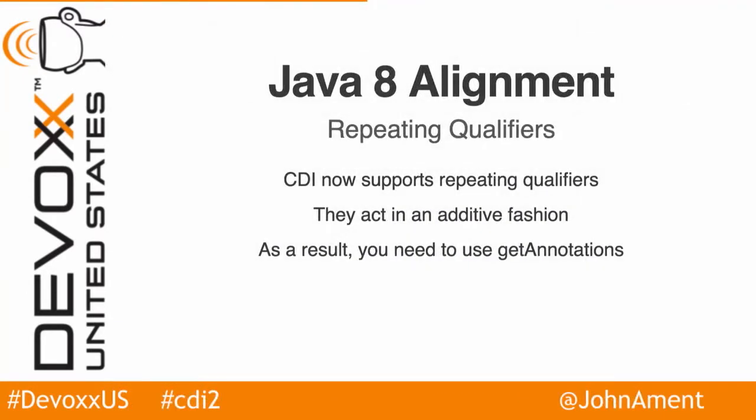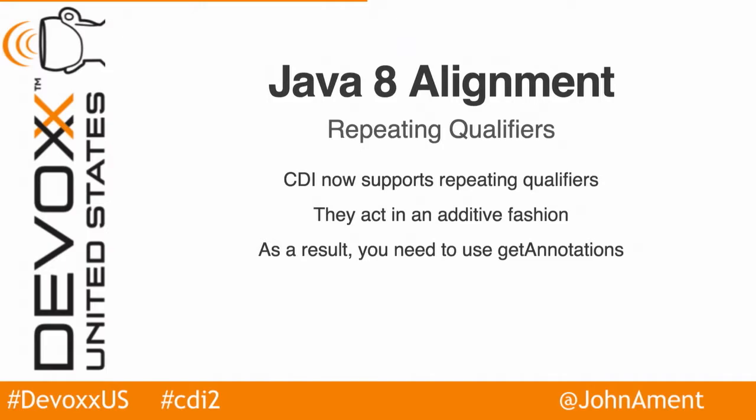And also we support repeating qualifiers. So starting with Java 8, you can now put the same qualifier on an object. You can put the same annotation on a class, or you can put it on a method. In prior versions of the specification, we explicitly forbade that. And now, starting with Java 8, because you can do it at the language level, we have expanded our support to allow you to have repeating qualifiers on your beans.